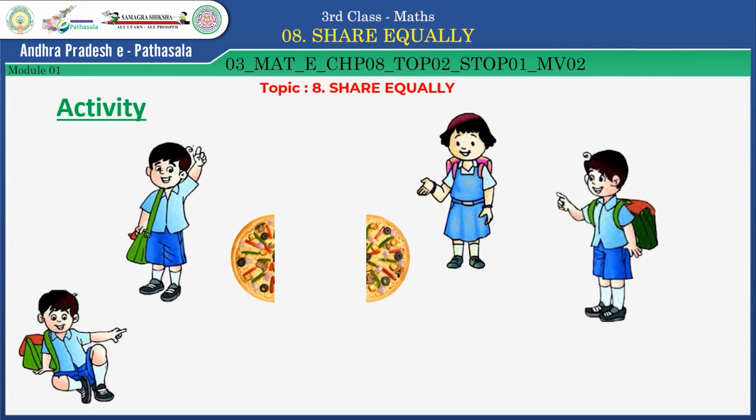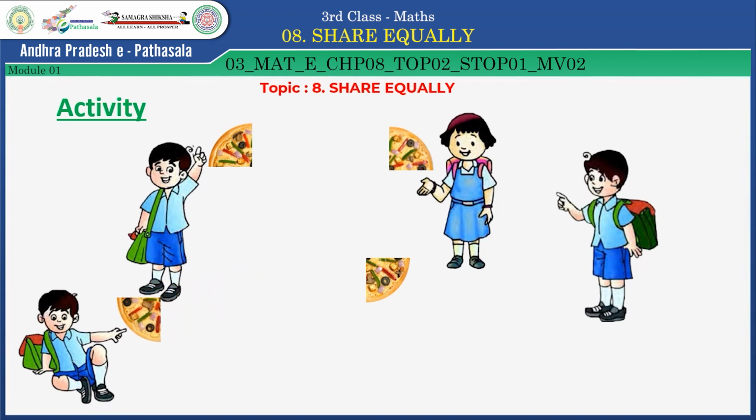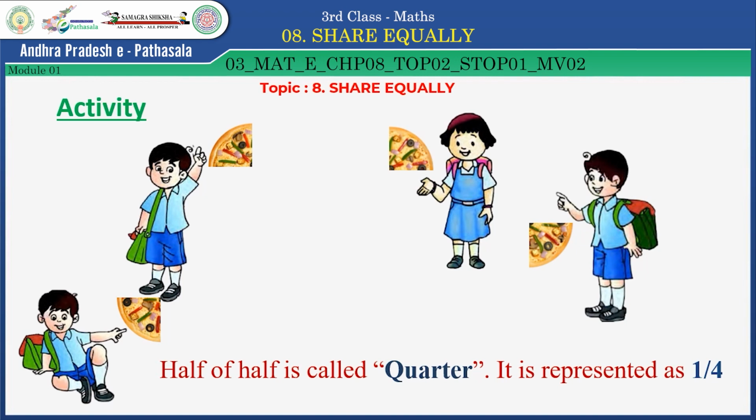The first quarter part is given to Ravi. The second quarter part is given to Meghana. The third quarter part is given to Girish. The fourth and final quarter part is given to Prakash. That means shared equally. Half of half is called a quarter. It is represented as 1 by 4.